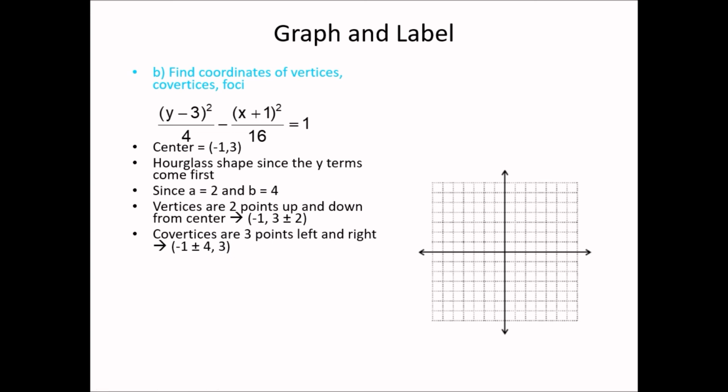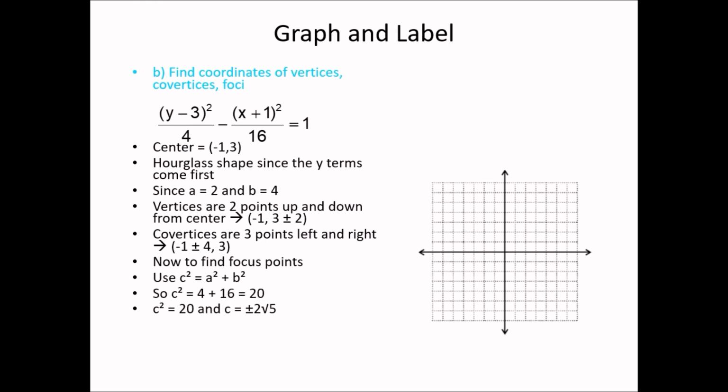Gets? Now, for the foci, we will be using the formula C square is equal to A square plus B square. So, our C is plus or minus 2 square root of 5. The coordinate for foci is H, K, plus or minus C. So, we have H negative 1, K 3, plus minus C, we have 2 square root of 5.